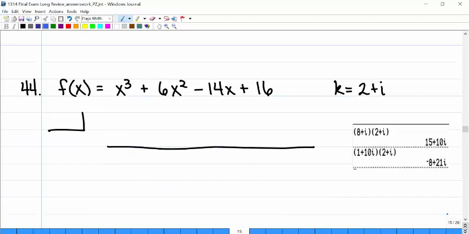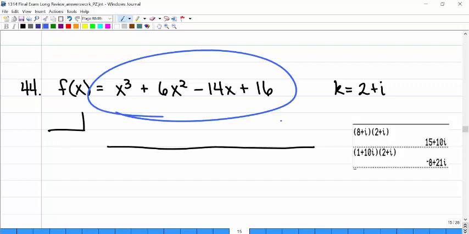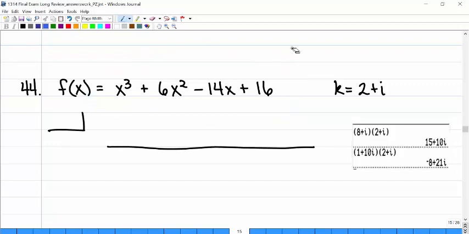Number 44 asks, is 2 plus i a 0 of this polynomial? x cubed plus 6x squared minus 14x plus 16. So again, I want to put 2 plus i in the half box. I want to put my coefficients. What are my coefficients? 1, 6, -14, and 16. And I want to do synthetic division. Dropping my 1. 1 times 2 plus i is 2 plus i. Now adding 6 plus 2 plus i is equal to 8 plus i.